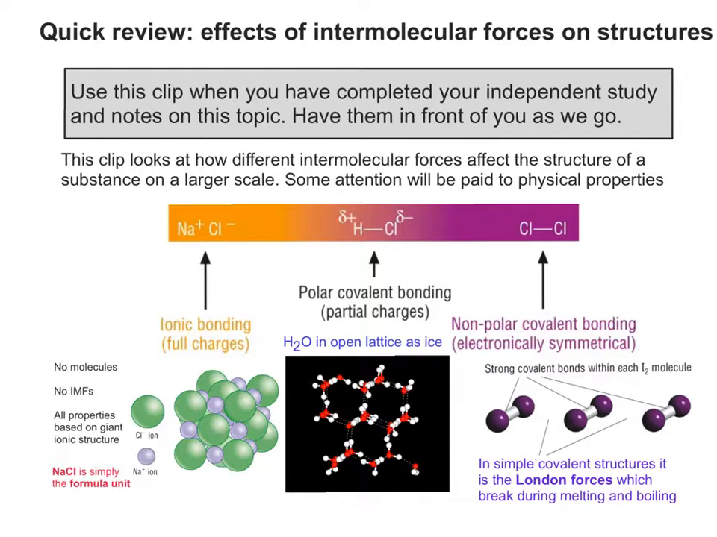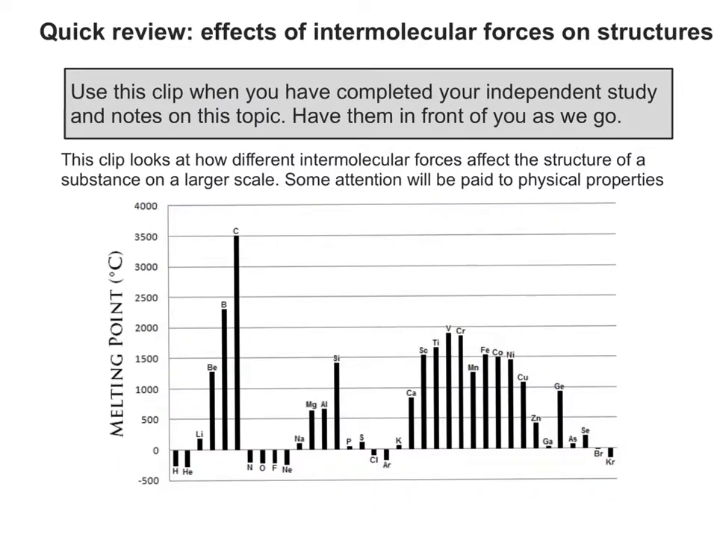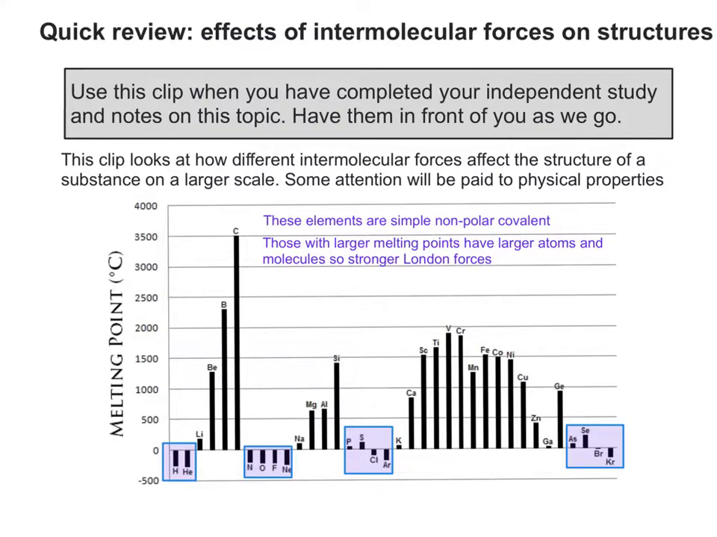So finally, let's have a look at some of the effects of these different forces and bonds on the boiling points or the melting points of a range of elements, just to put it into context for you. So we've got a range of elements here. What I'll try and do is classify sections of this graph according to what intermolecular forces or bonding is present. So the elements highlighted in purple are simple non-polar covalent. And the ones that have larger atoms and molecules have larger melting points due to stronger London forces.